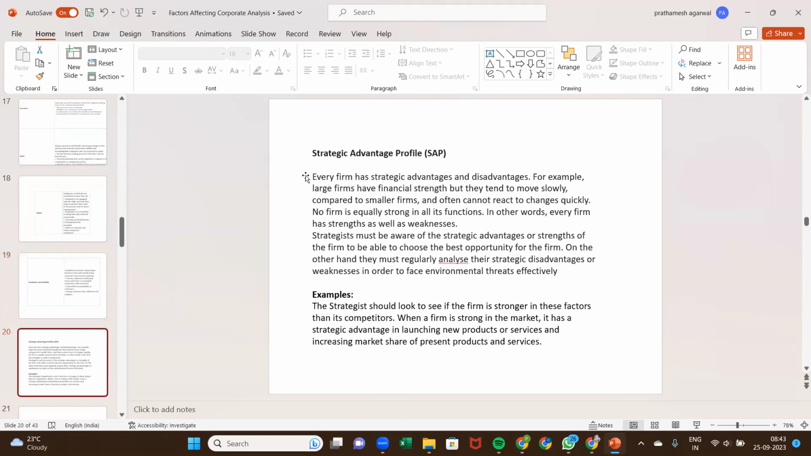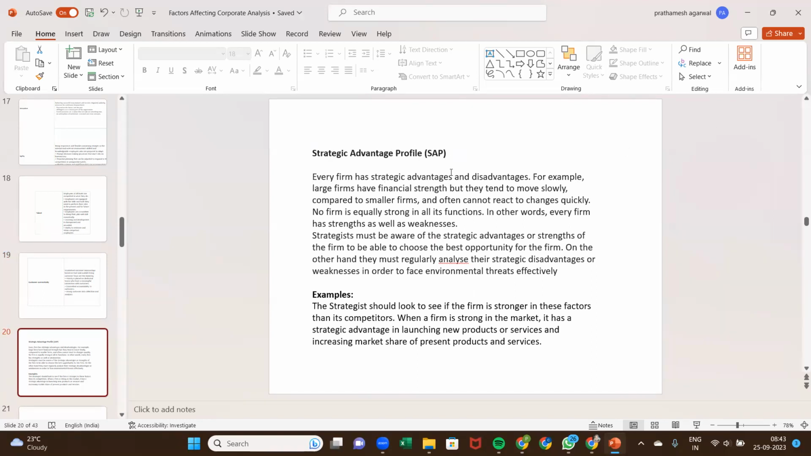Then we have the SAP, the strategic advantage profile. We saw operational structuring, corporate analysis. The first aspect, what I explained, I finished now, is the organizational capability profile. And the next is SAP. Here, SAP stands for strategic advantage profile.